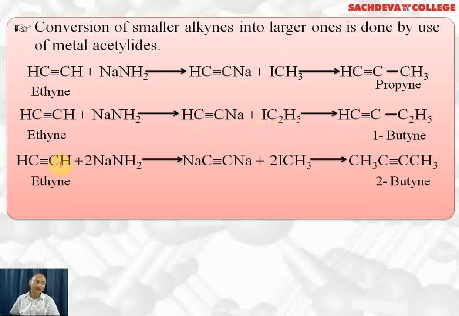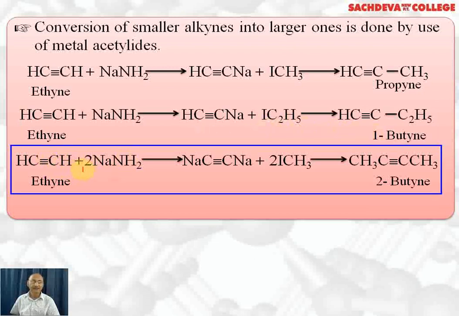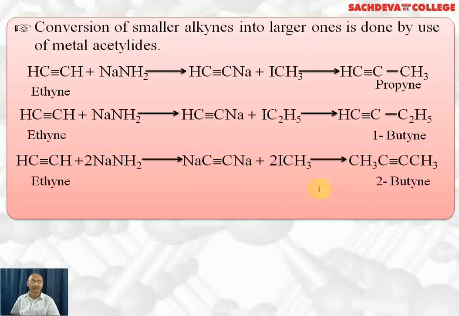But if you want to prepare 2-butyne from acetylene, first we will add 2 moles of NaNH2 so that both the acidic hydrogens are removed by sodium and we get disodium acetylide. Now we are treating it with methyl iodide. So this NaI will be removed, this NaI will be removed, we will get CH3 here, we will get 2-butyne as the product. That is the way smaller alkynes can be converted into higher alkynes. In a similar manner, you can convert propyne to higher alkynes also.